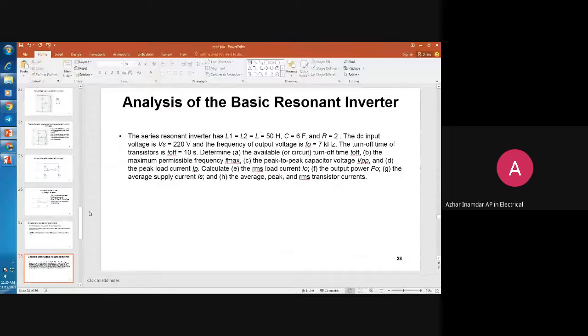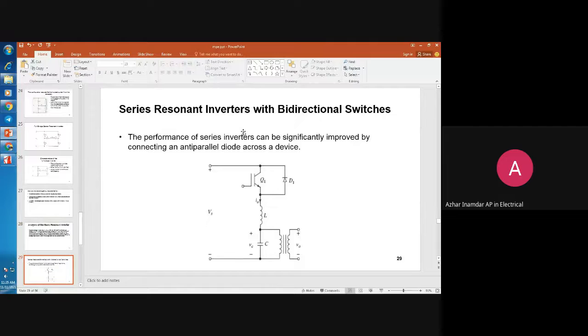Next, we are going to start with the series resonant inverters with bidirectional switches, because yesterday we learned with unidirectional switches. Here you can see bidirectional switches are nothing but this IGBT in conjunction with the diode. Whenever there is this configuration, these are called bidirectional switches. We will start this topic, series resonant inverter with bidirectional switches, and see its performance.